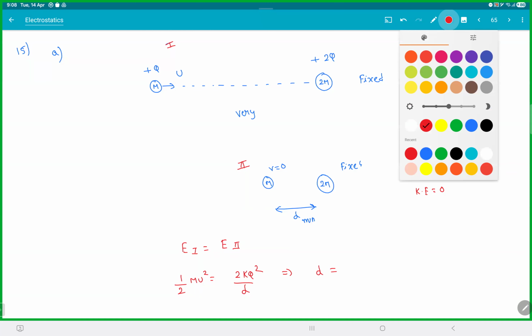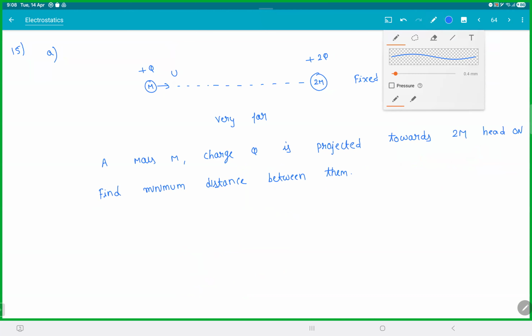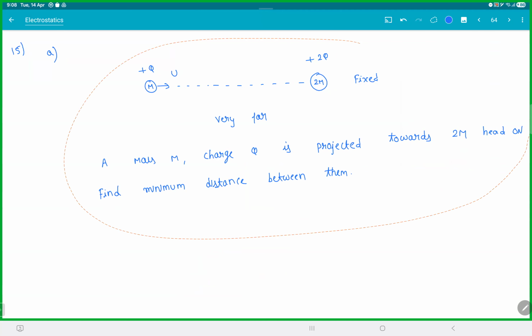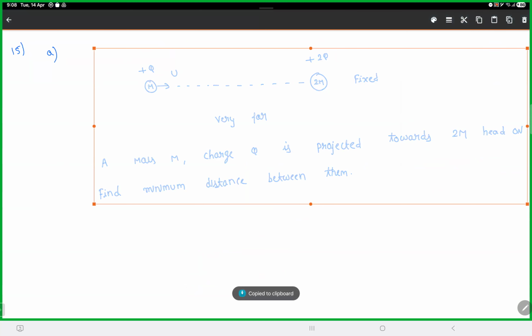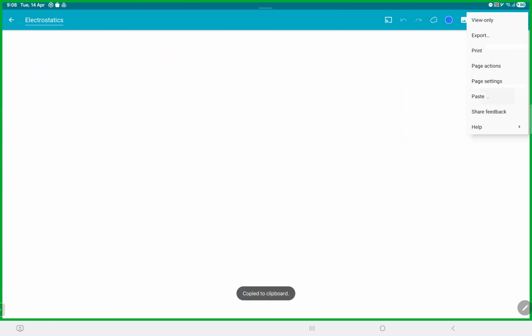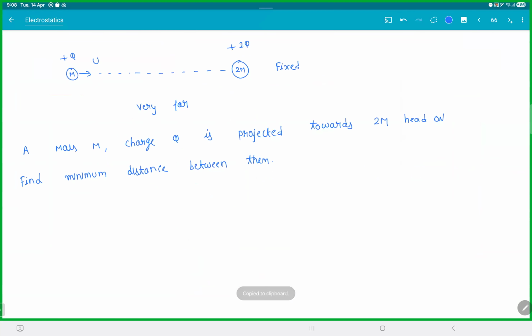Great. Let's see a variation of this. What if the same question, this 2m is not fixed, it is free to move? Can you do this? If the 2m is not fixed but free to move, what will happen? If this charge tries to come closer, even that will get repelled and that also will fly off. Then what is the minimum distance between them?